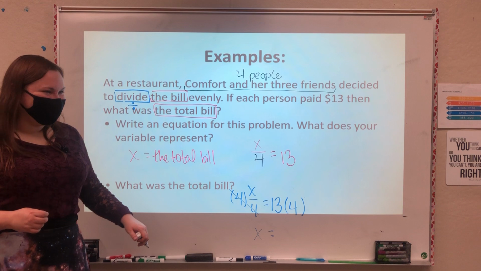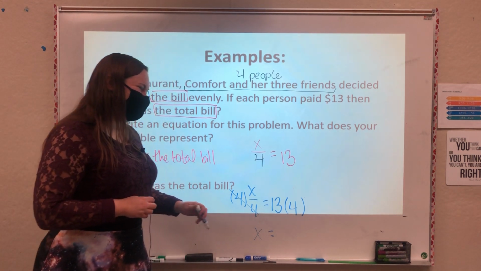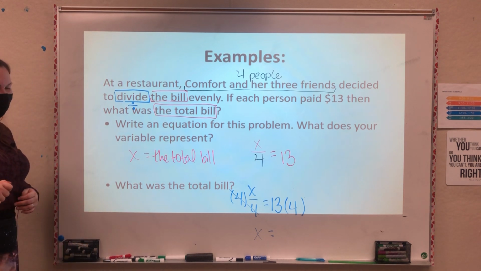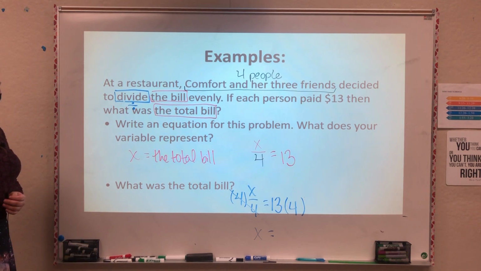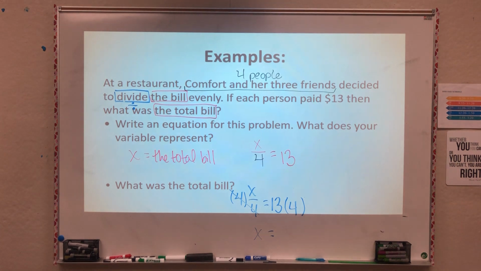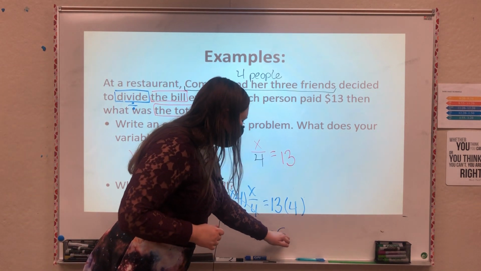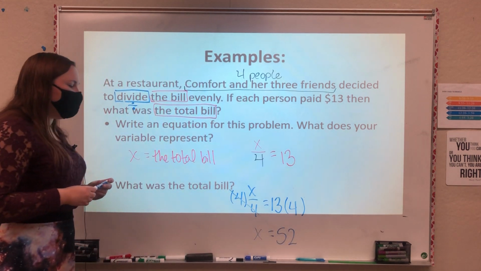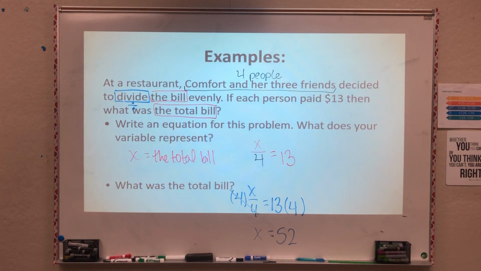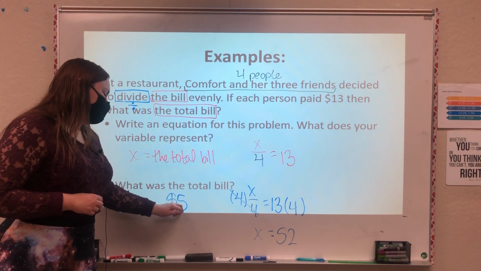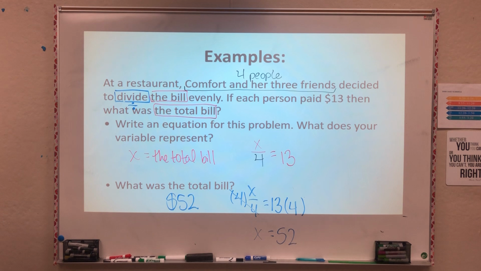I'm not going to tell you. What's it equal? You want me to multiply? Yeah. Nice. So what did we just find? 52 people, 52 restaurants. Total bill? Yeah. So we could say the total bill is $52. Ta-da!